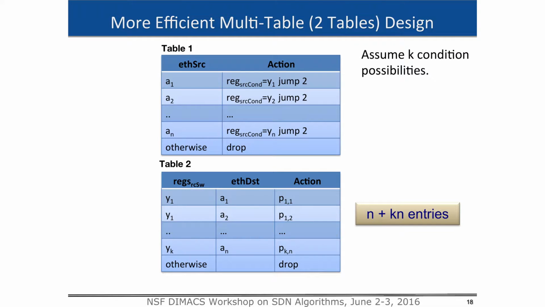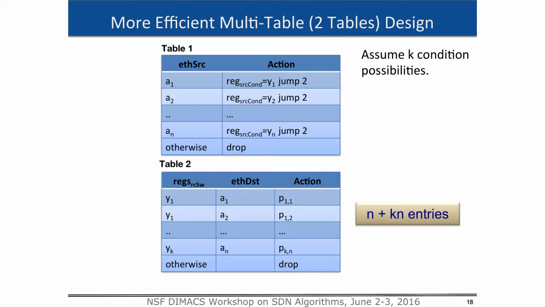Assume we have k conditions in the MAC condition hash map. We can use a register in the first table to match the source MAC and the corresponding condition. Then in table 2, we only need to do a cross product match between the register and the destination MAC and take the corresponding actions. In this way, this two-table design only has n plus kn entries.